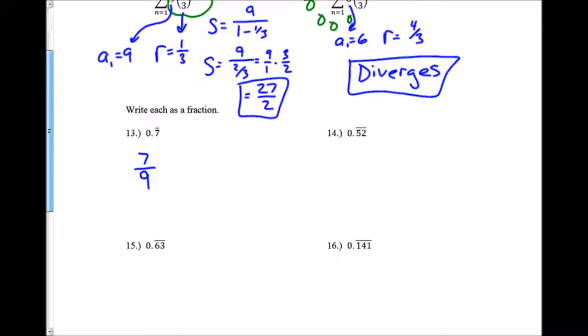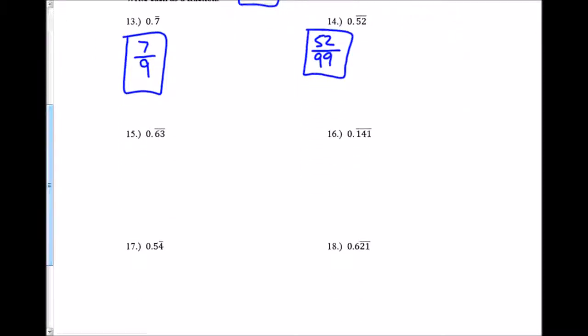Same thing here, I have 2 values repeating this time, so I put those 2 values, 5, 2, over that amount of 9s, so 2 9s, so 99. And then I look at this and say, is this going to reduce at all? This one's not, so it's 52 over 99. Next one, same thing, I've got 2 values repeating, so I put those 2 values over 99. This one can reduce. They're each divisible by 9, so that reduces to 7 over 11.